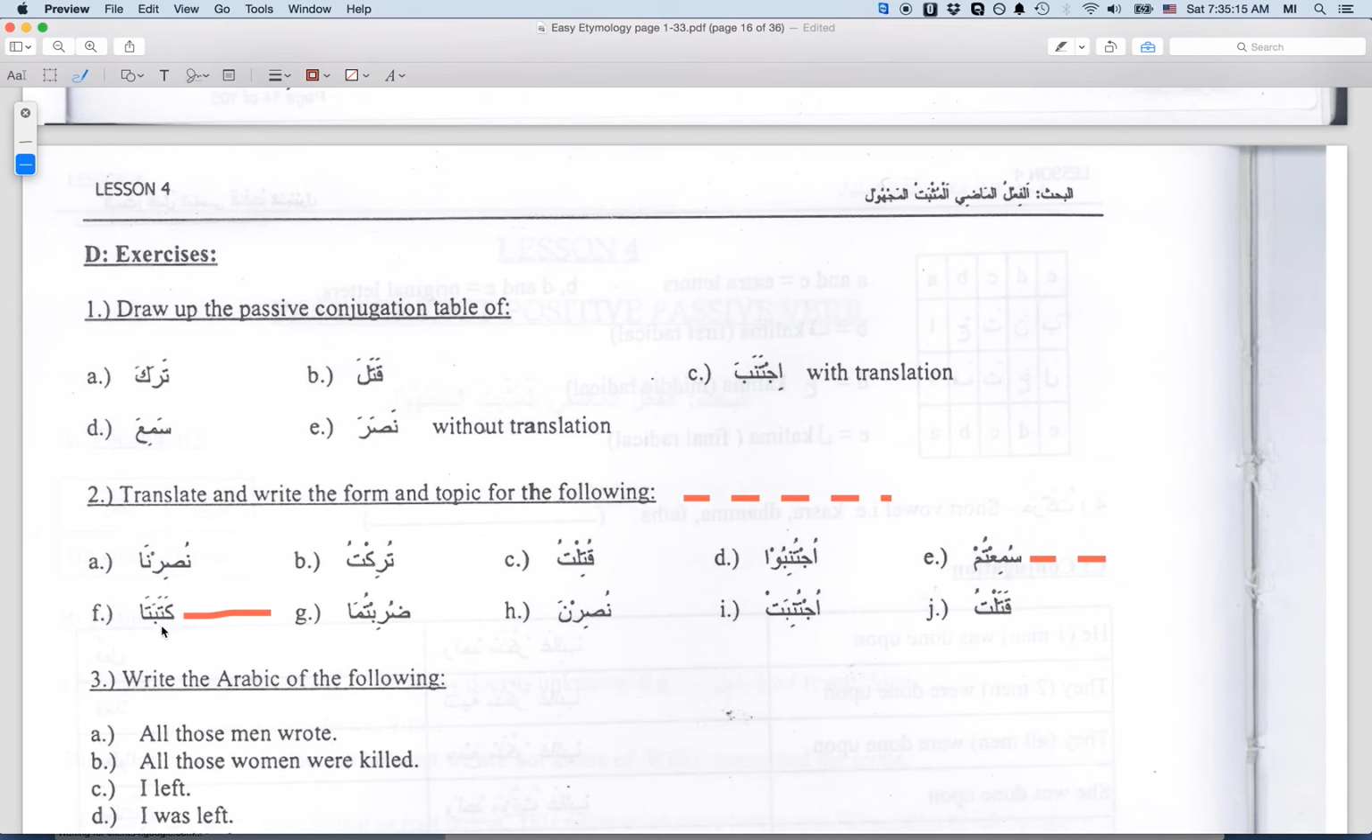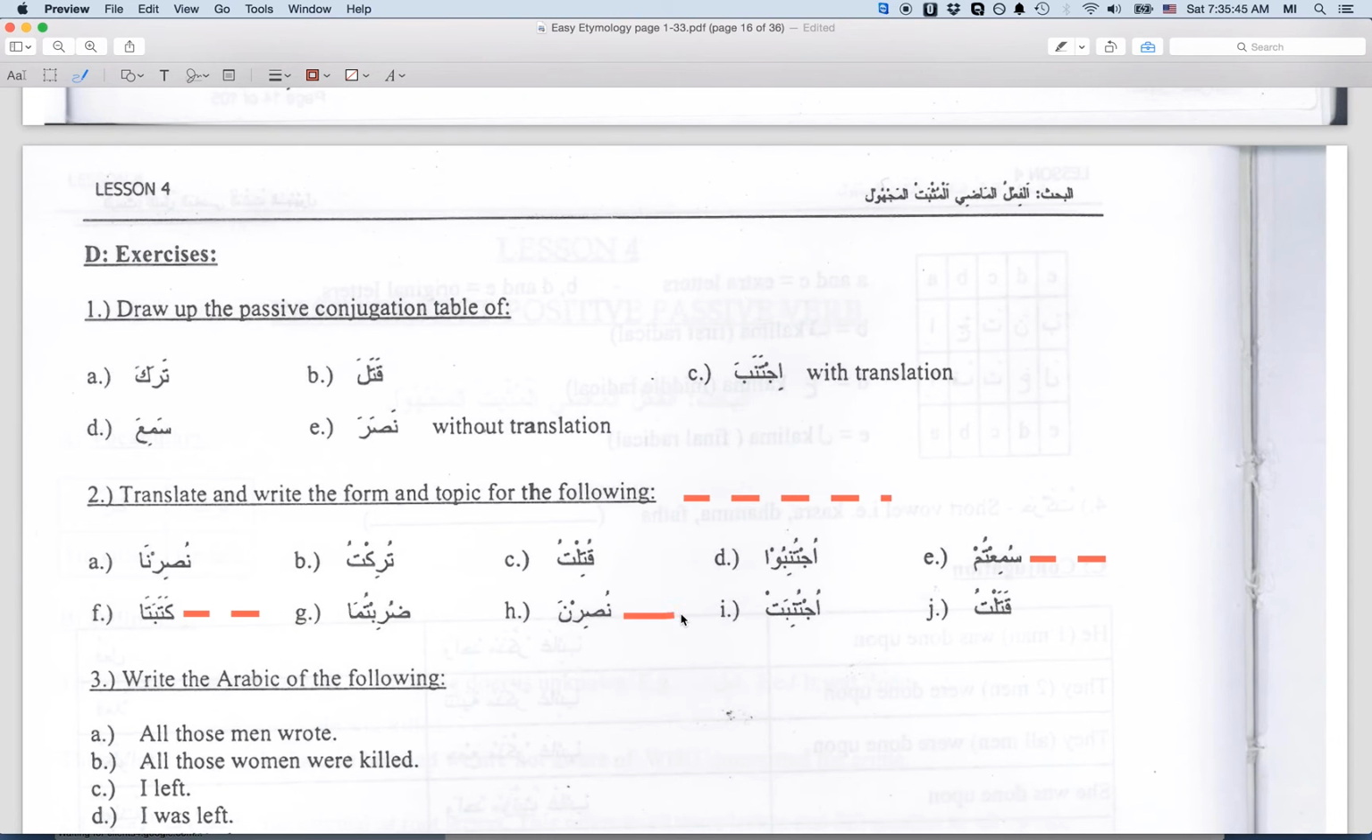كتبتا, this is معروف. كتب, كتب, كتبوا, كتبت, كتبتا, كتبنا. So they two women wrote. ضربتما, you two men or you two women were hit.